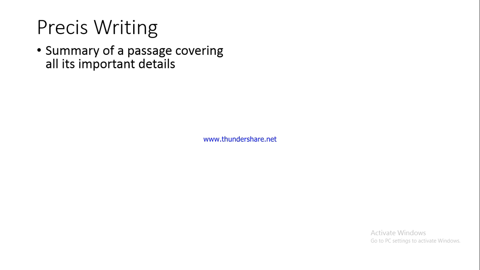So what happens in a Precis? You are given a passage, so you have to write a summary of that passage by leaving out the unimportant things and including only those points which are important. Fine. So this is how you have to write a summary, and this kind of a summary is known as Precis. You have been doing this exercise in your class 11th and 12th also.